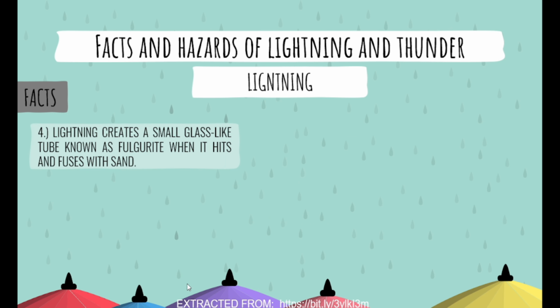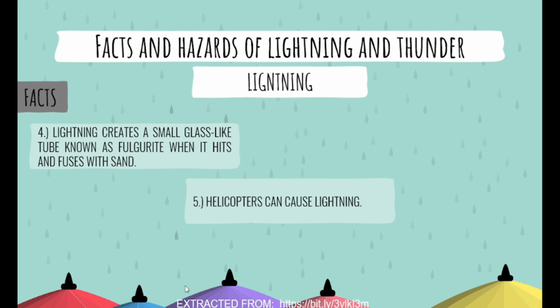And when lightning strikes sand or sandy soil, it fuses together the grains to create a small glassy tube known as fulgurite. They are not only prized by collectors, they are also of great scientific value in demonstrating past occurrences of lightning storms.